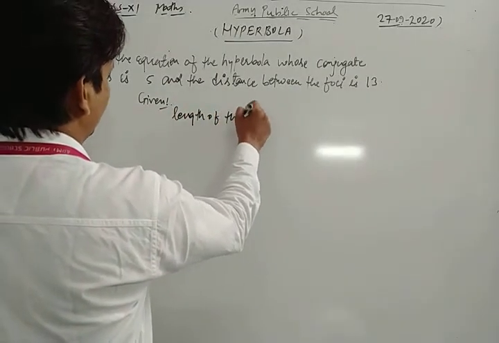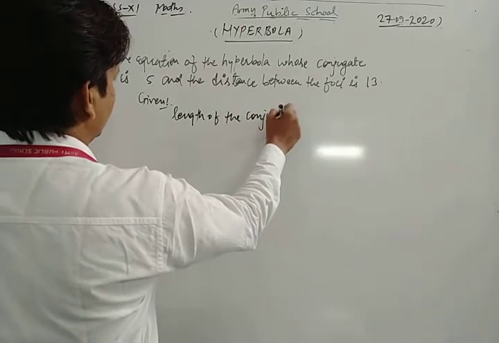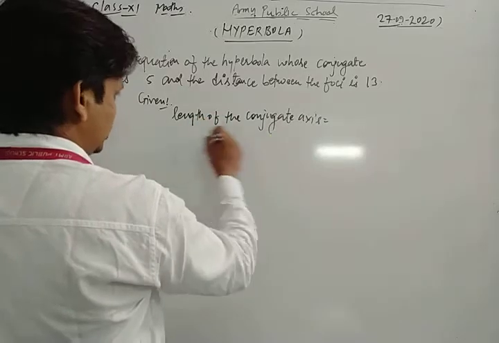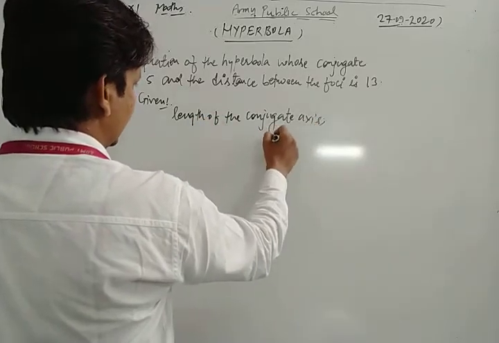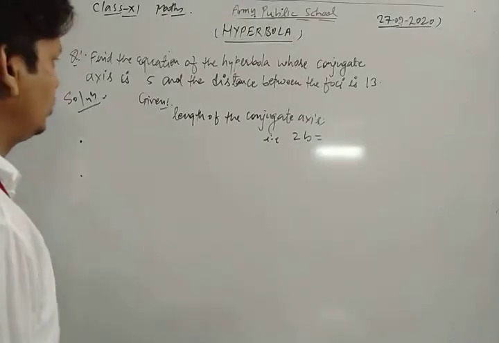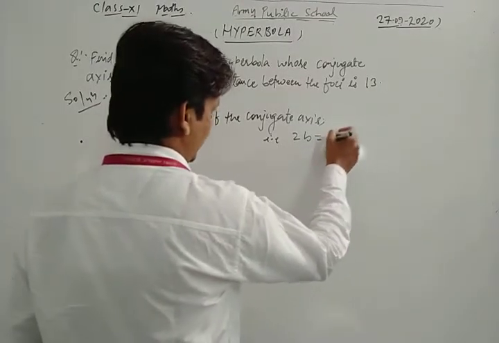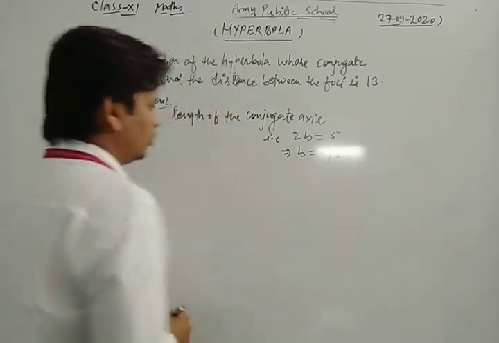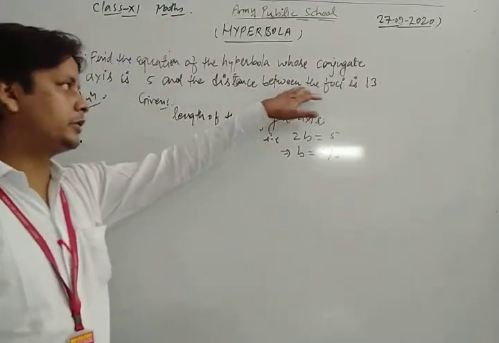Length of the conjugate axis. What is the length of the conjugate axis? Since the length of the conjugate axis is 2b, and the given value is 5, so 2b is equal to 5. So the value of b is equal to what? 5 by 2.